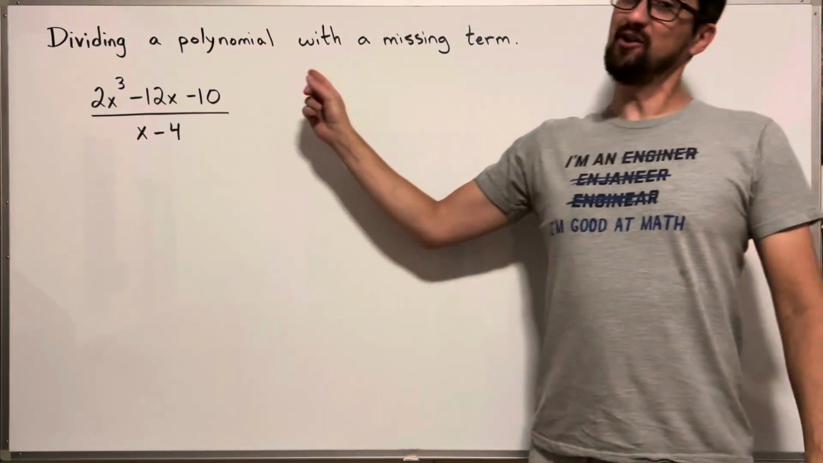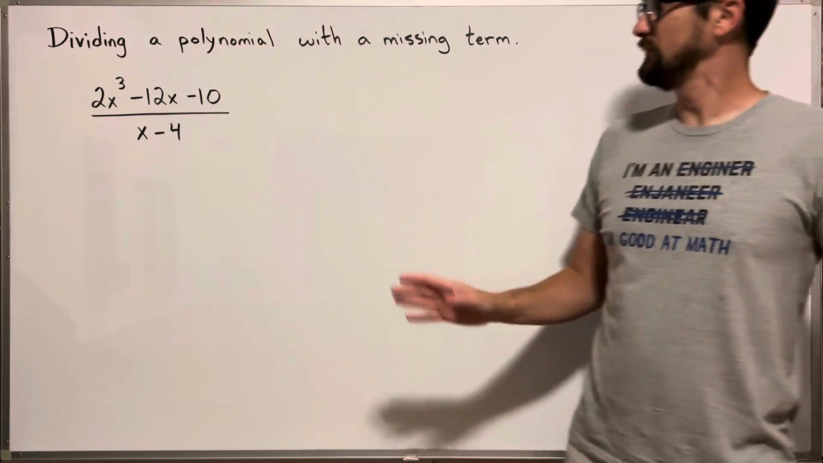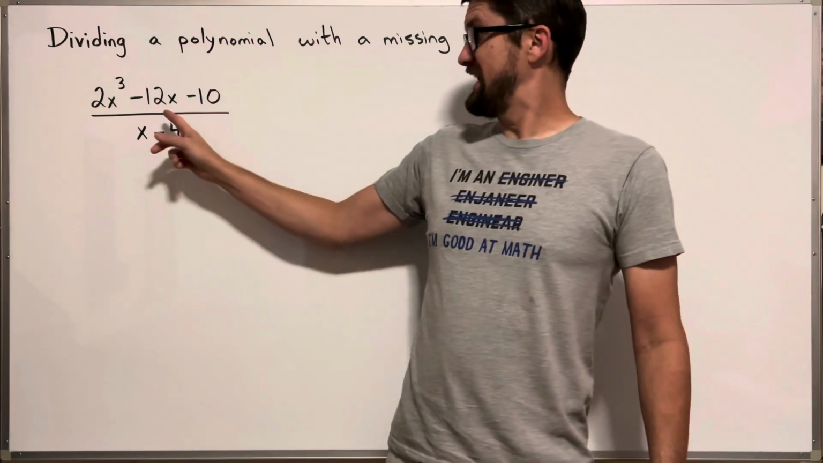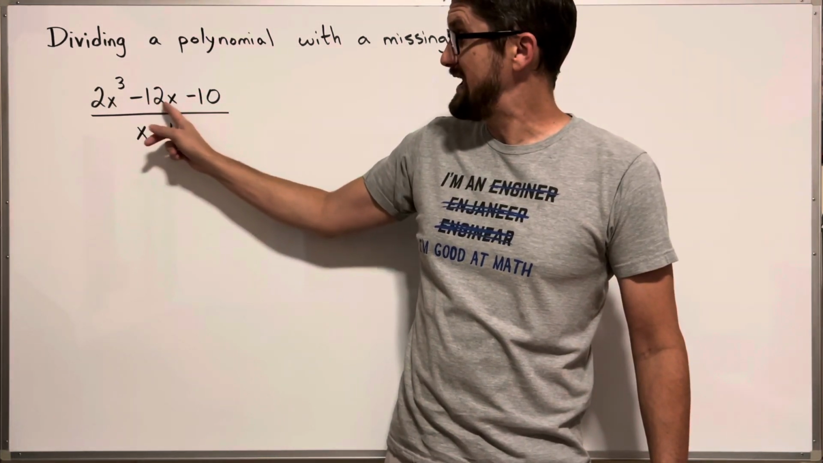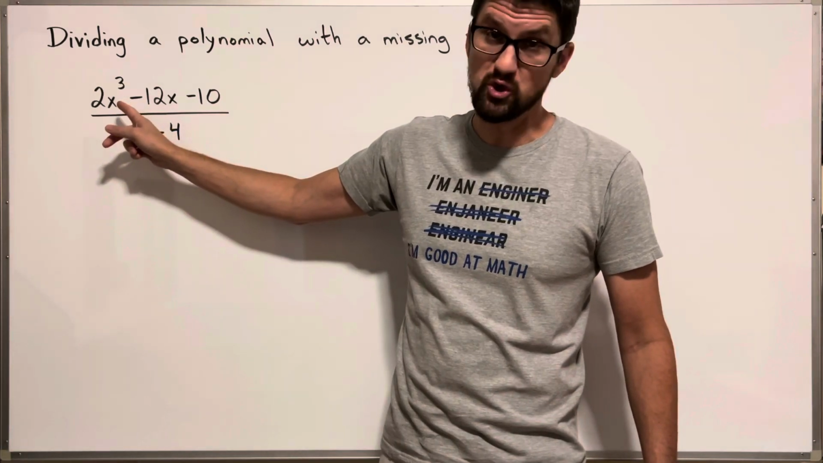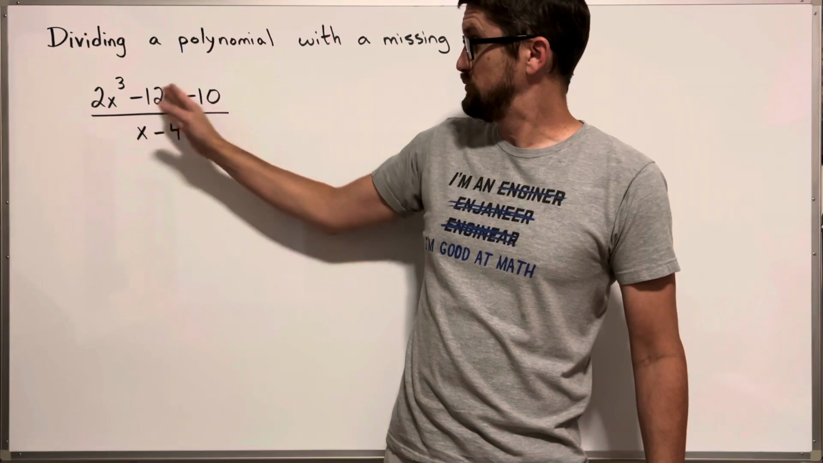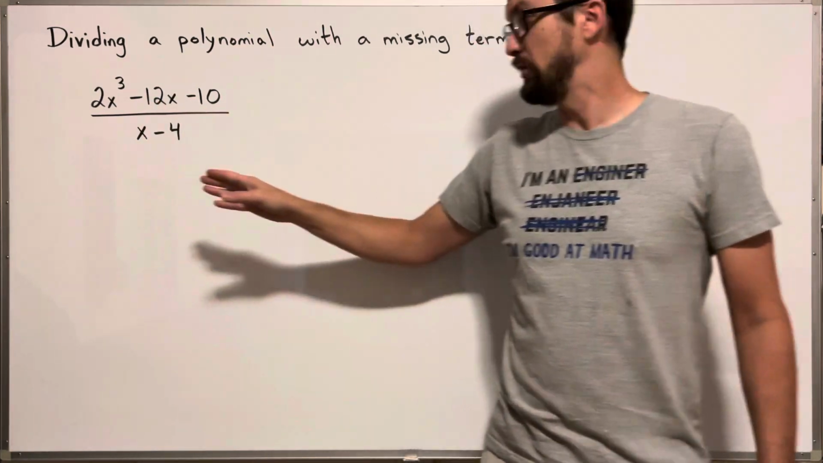Dividing a polynomial with a missing term. By missing term, what it means is that, see how it goes from x cubed to x? The x squared term is missing. It goes from x cubed to x to no x. And the bottom's okay, it goes from x to no x.